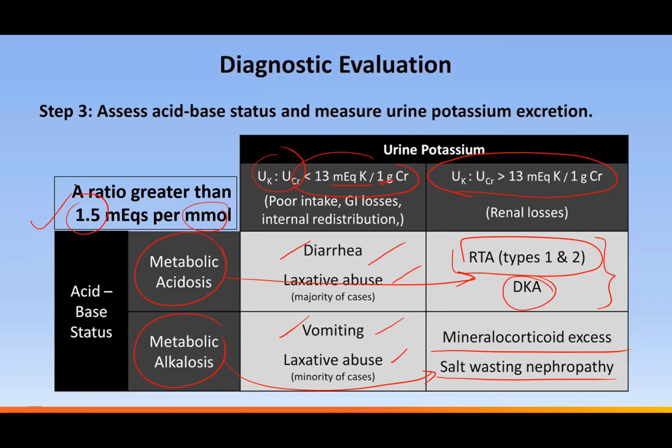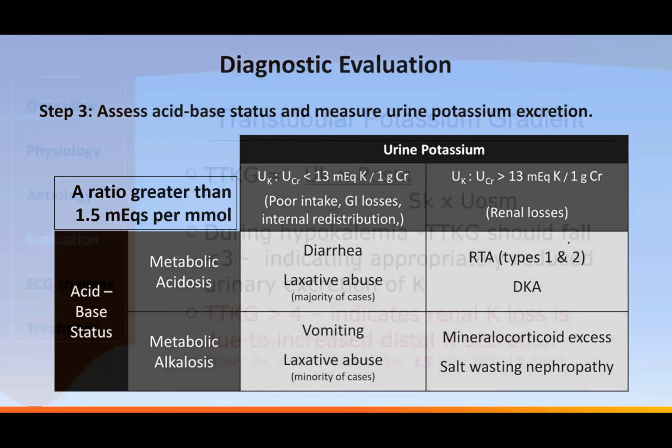Whereas if the urine potassium to creatinine ratio is more than 13, the kidney is the culprit. It is wasting the potassium. And if there is acidosis, it is diabetic ketoacidosis or renal tubular acidosis. Both are acidotic conditions. Whereas if there is a metabolic alkalosis, mineralocorticoid excess or salt wasting nephropathy.